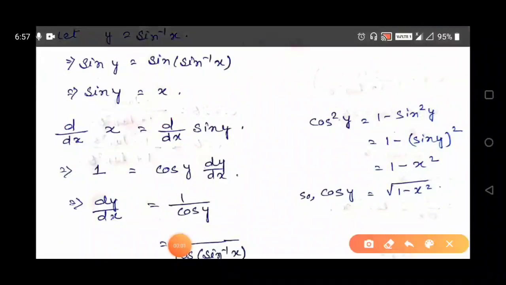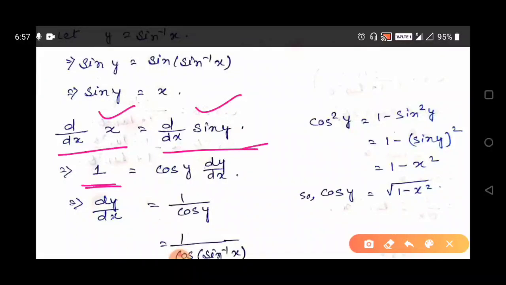Now we will write d dx of x is equal to d dx of sin y. Here we are differentiating both the sides with respect to x. So d dx of x is 1 and d dx of sin y will be cos y dy by dx. From here we can find dy by dx is equal to 1 by cos y.